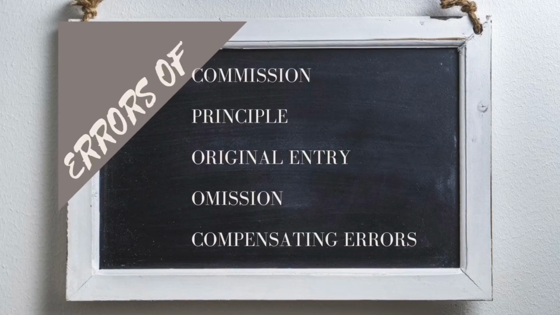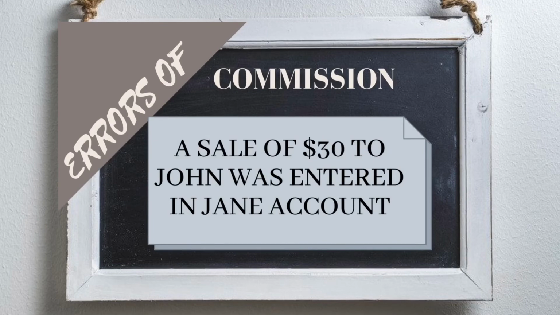Now it's errors time. Here are the 5 errors. Errors of commission, errors of principal, errors of original entry, errors of omission, and compensating errors. Now all these fancy names, and we still don't know what they are. Starting with commission. This is when an entry is made but is entered in the wrong account. And here is an example. A sale of $30 to John was entered in Jane's account. So instead of John's account, it's in Jane's account.